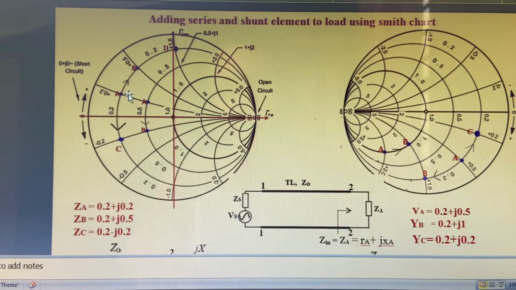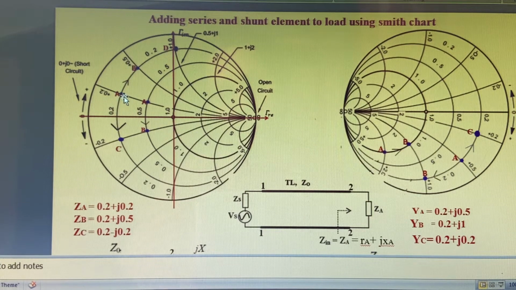We can calculate what is the reactance added. That is, for example, if you are moving from A to B here, you take the value of A minus that from the B value. Initially, take the value of A minus that from the B value, and we will get how much reactance is added. It may be a positive reactance or a negative reactance. So like that, we can calculate.